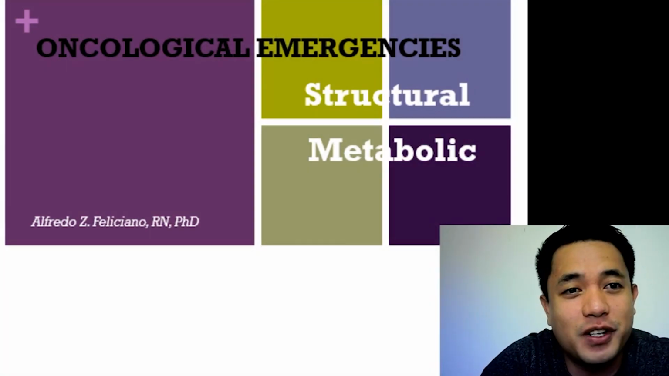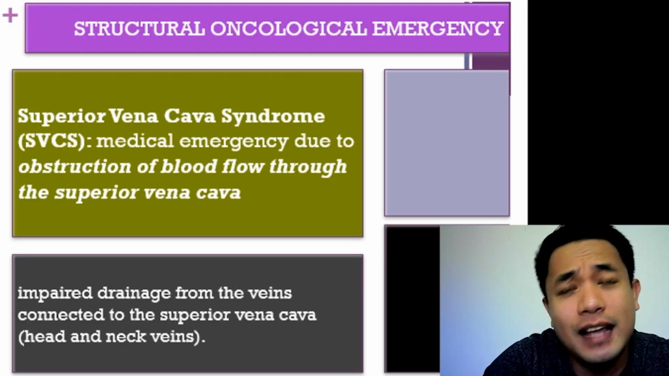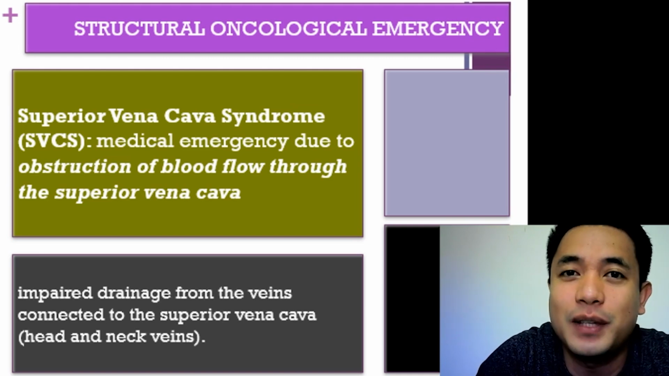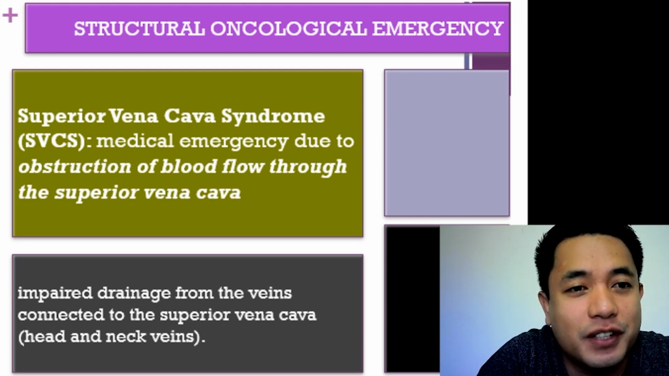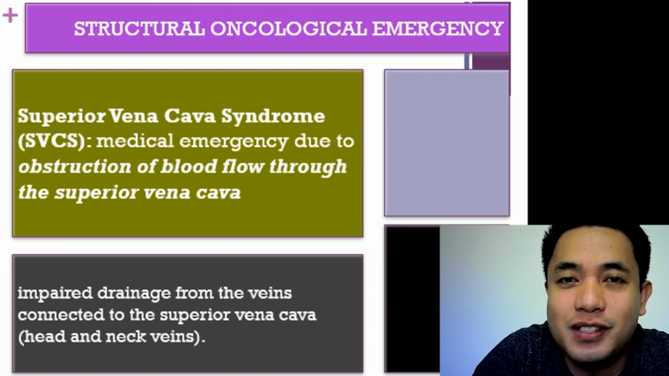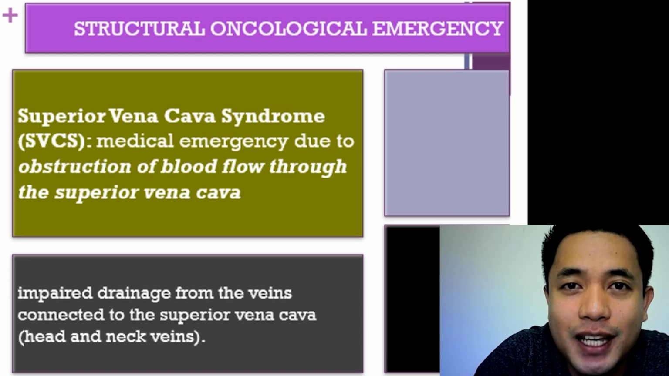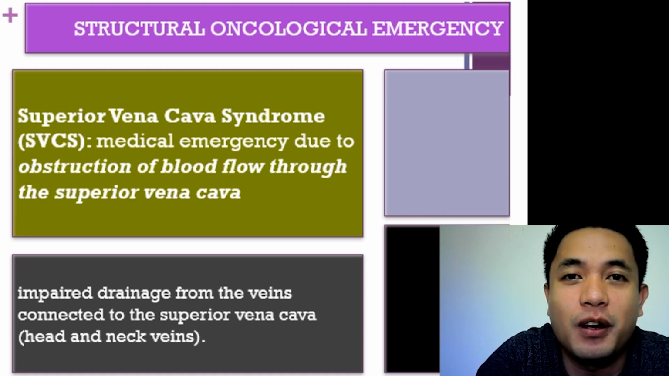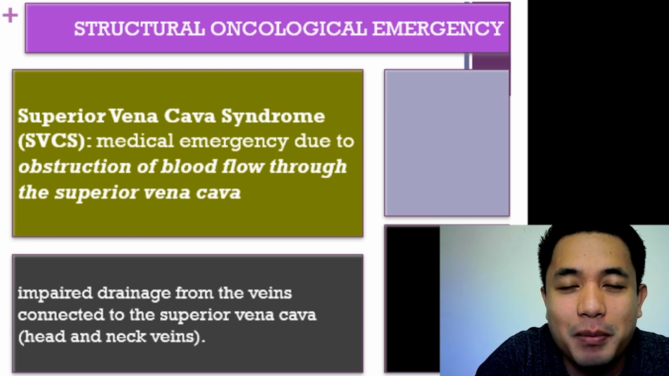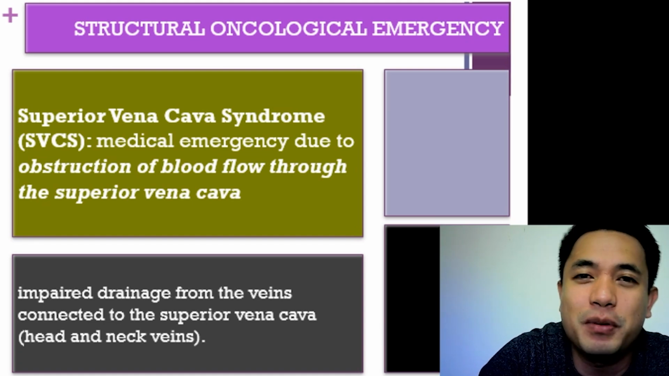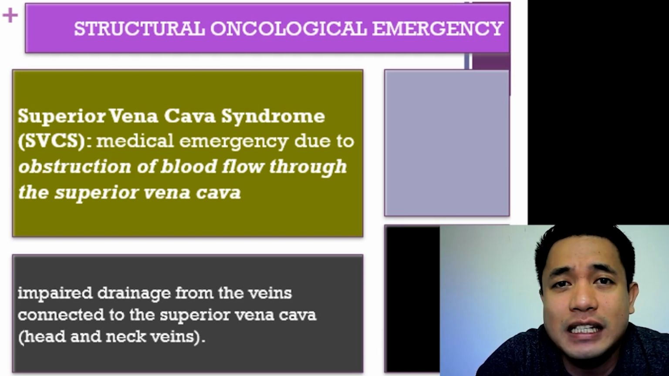So let us proceed with the first structural abnormality that clients with cancer can have, and that is superior vena cava syndrome. Superior vena cava syndrome simply refers to the presence of a tumor that is adjacent to the superior vena cava. Upon enlargement of the tumor, the problem is there is now a compression of the superior vena cava. So let's have an understanding of what the superior vena cava is.